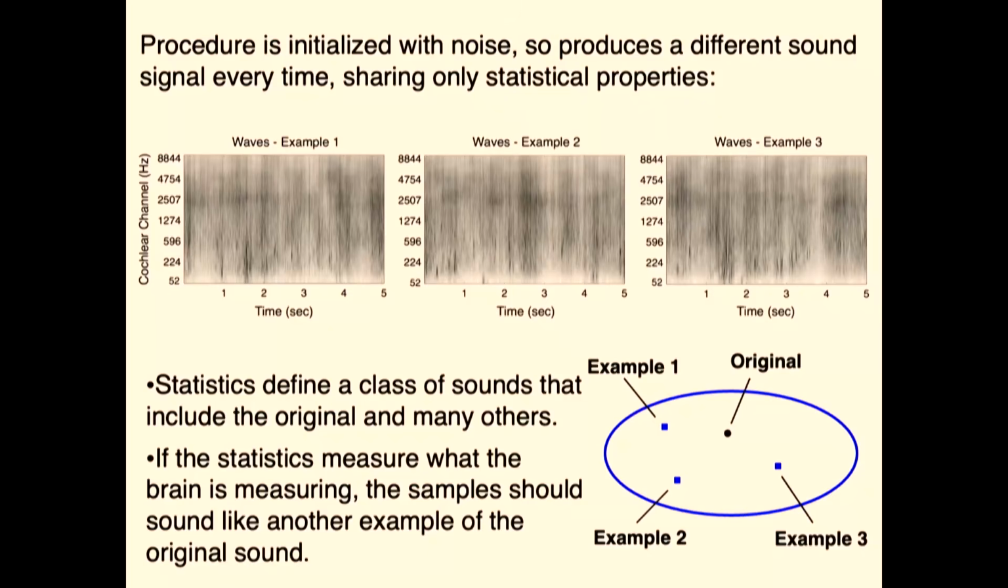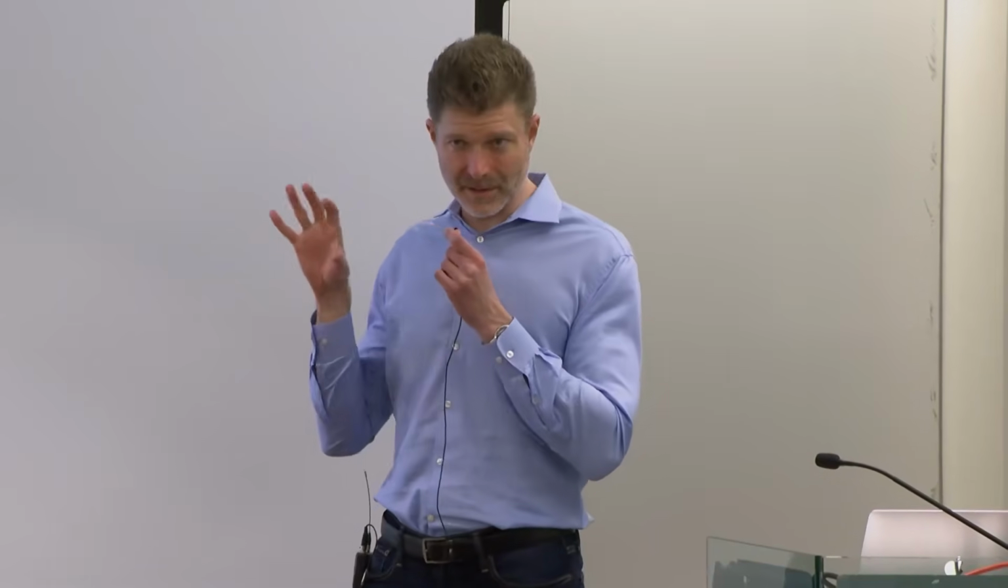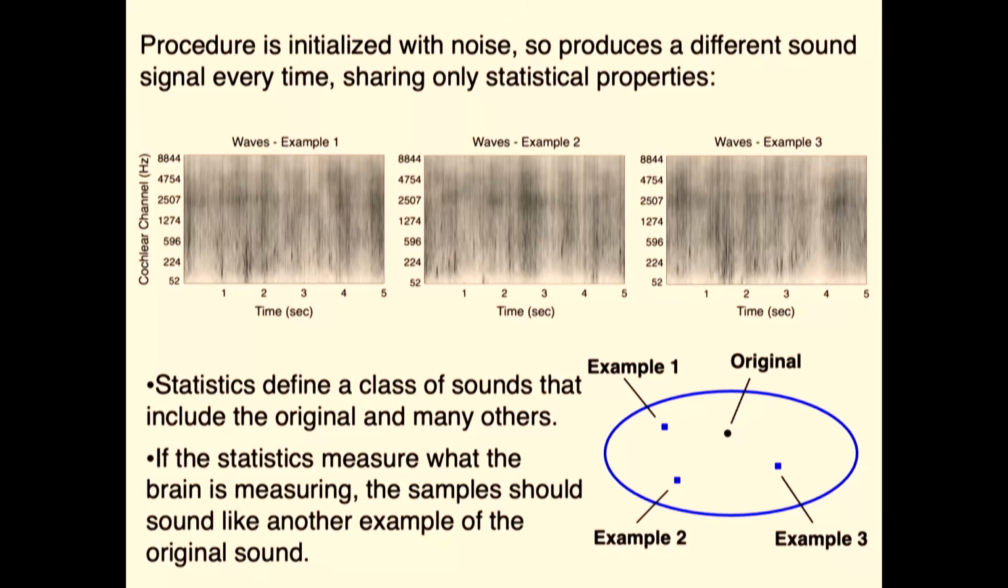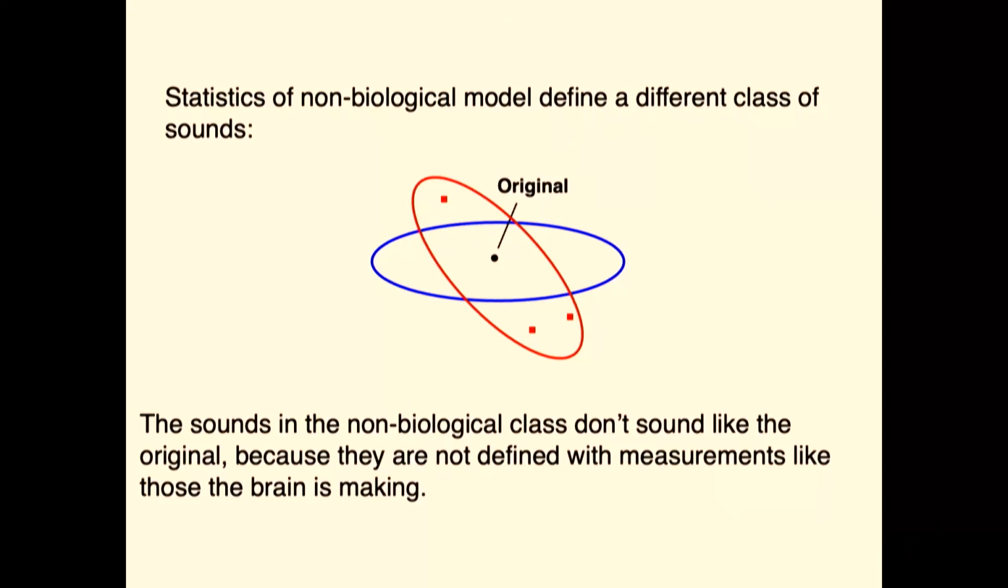The idea here is that the procedure is initialized with noise, so we get a different sound every time, sharing only the statistical properties. And the statistics define a class of sounds. This is the same idea we talked about with visual textures: there's an equivalence class that's defined by these statistics. So if the statistics measure what the brain is measuring, then the samples should sound like another example of the original sound. But if the statistics don't measure what the brain is measuring, then we get a different equivalence class.